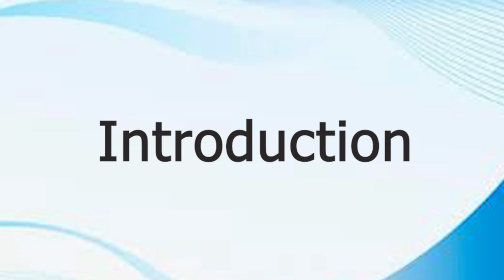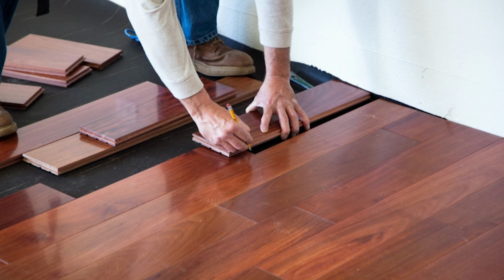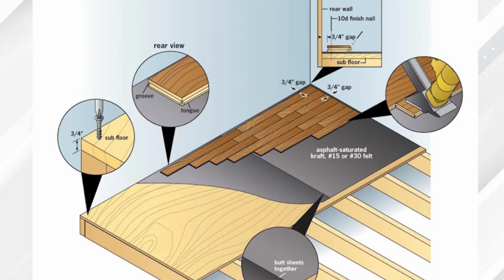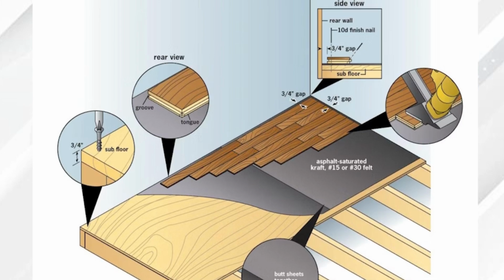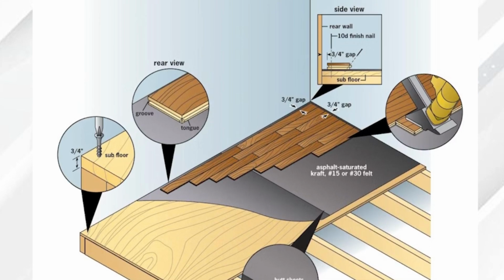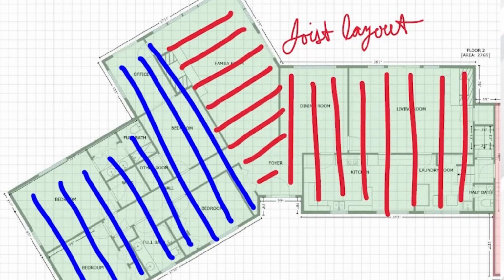Which way should I run my hardwood flooring? In residential construction, flooring direction plays a major role in both structural stability and visual appeal. Whether you're installing hardwood, laminate, or engineering flooring, the way you orient the boards can impact the overall design, feel, and durability of the space. So, how do you decide which direction is the best?